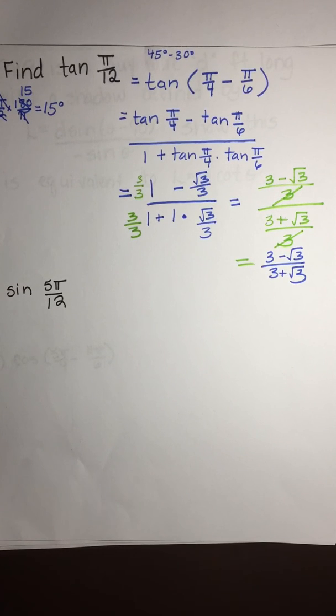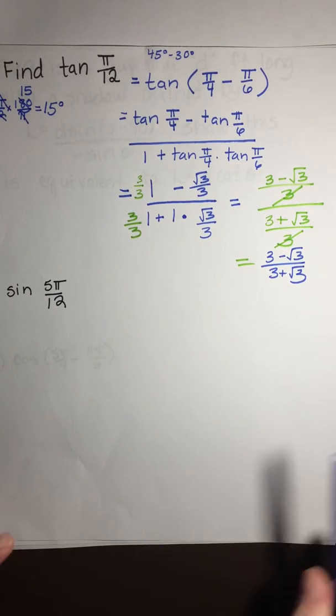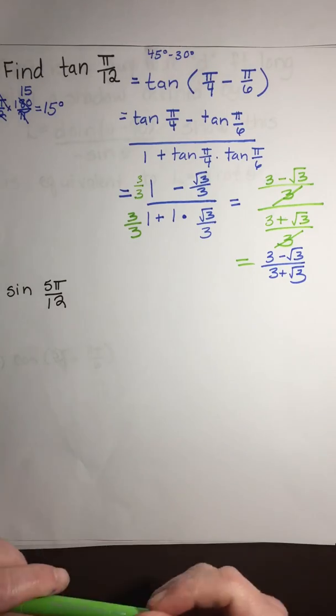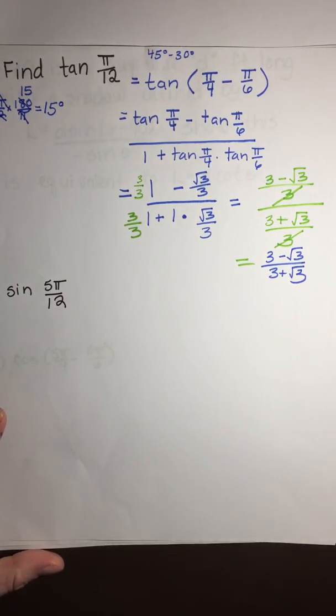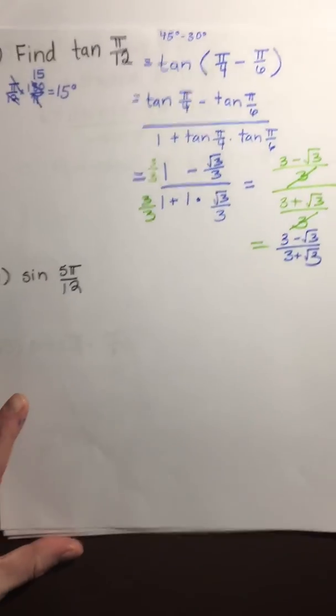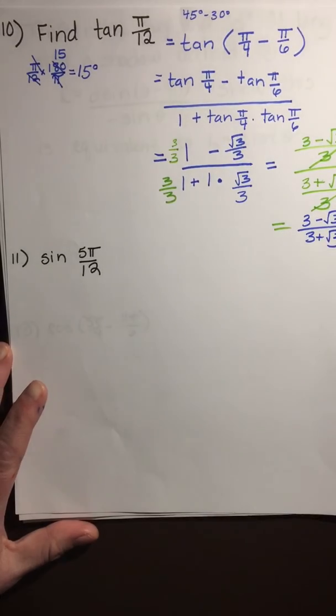Let's try another one. This time they want me to do the sine of 5 pi over 12. So, I'm sorry you guys, I'm trying to move this light.